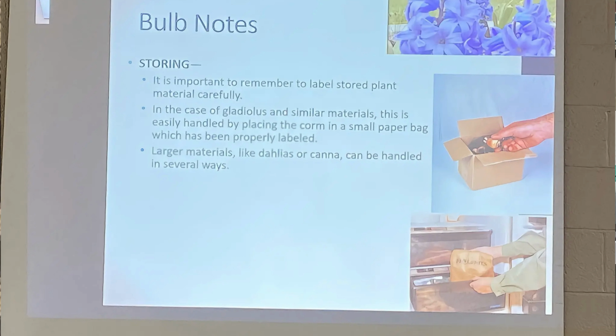Bulb notes. Storing. It is important to remember to label stored plant material carefully. In the case of gladiolas and similar material, this is easily handled by placing the corm in a small paper bag, which has been properly labeled. Larger materials like dahlia or canna can be handled in several ways.